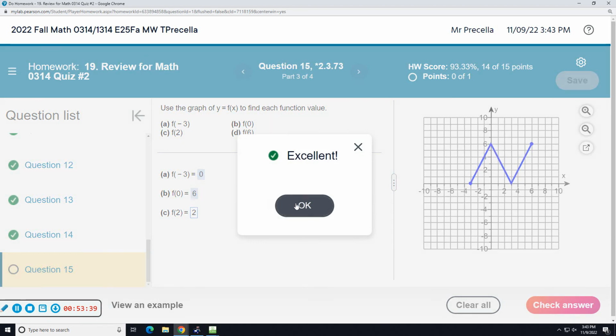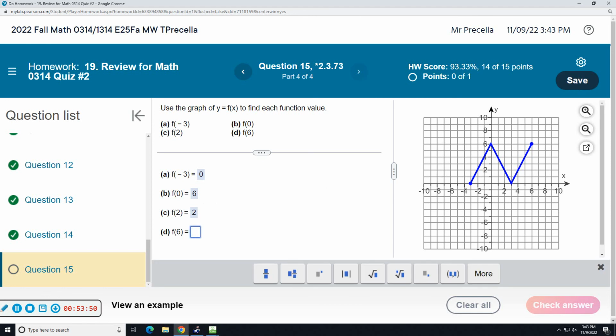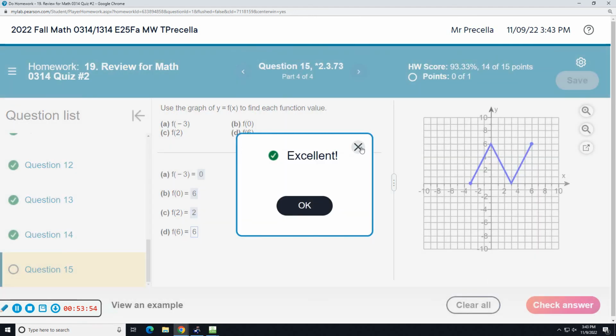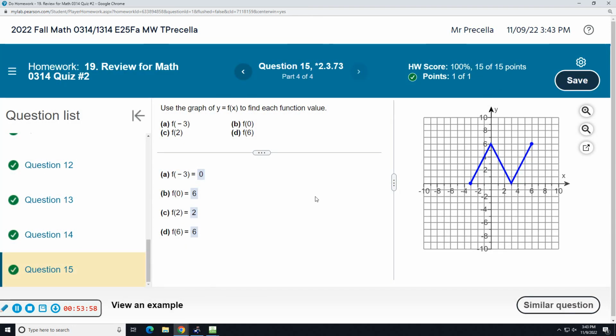And finally, f of 6. When x is 6, the y value is, it's also 6, isn't it? Any questions there?